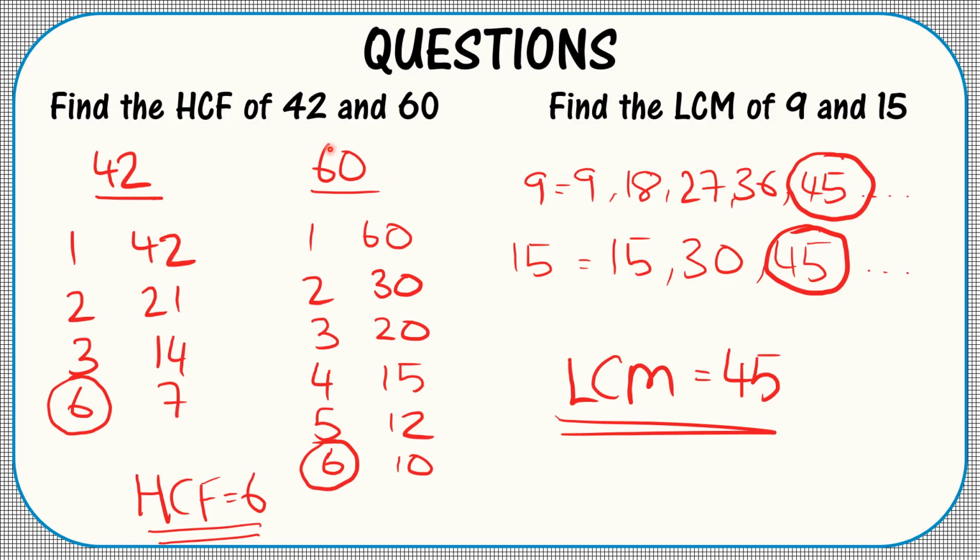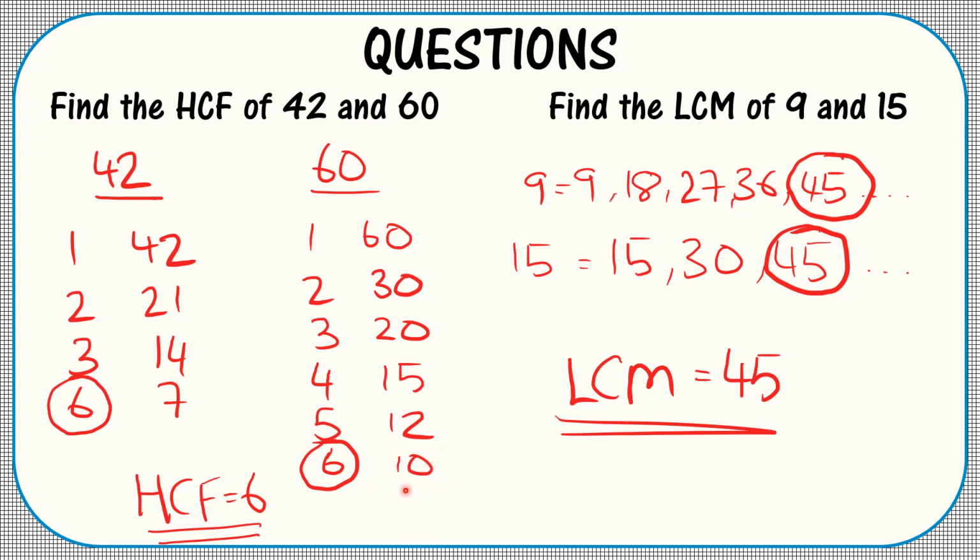You'll do the same for the number 60. 1 times 60, 2 times 30, 3 times 20, 4 times 15, 5 times 12, 6 times 10. Does the number 7 go into it? No, it doesn't. Does the number 8 go into it? No, it does not. Does the number 9 go into 60? No, it does not. Does the number 10?